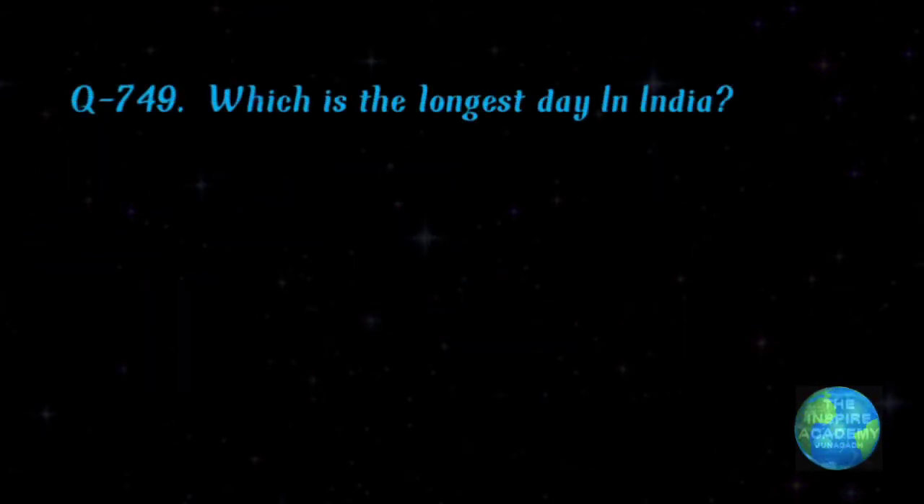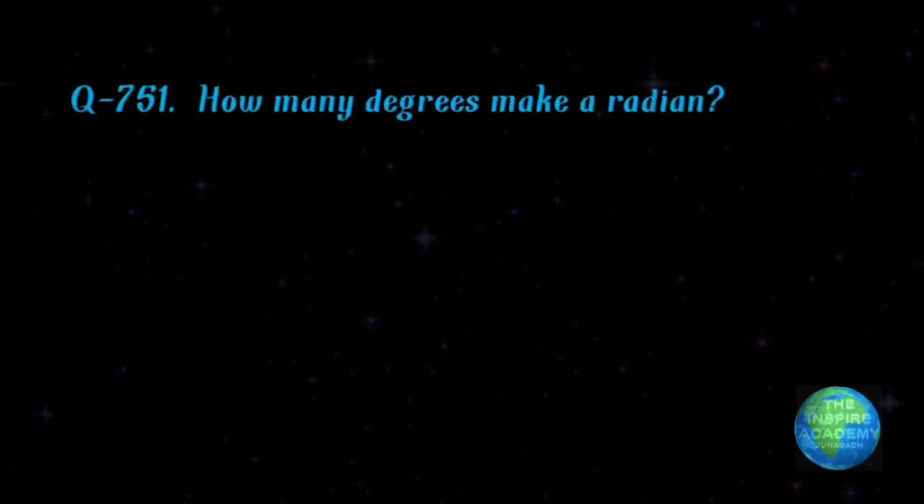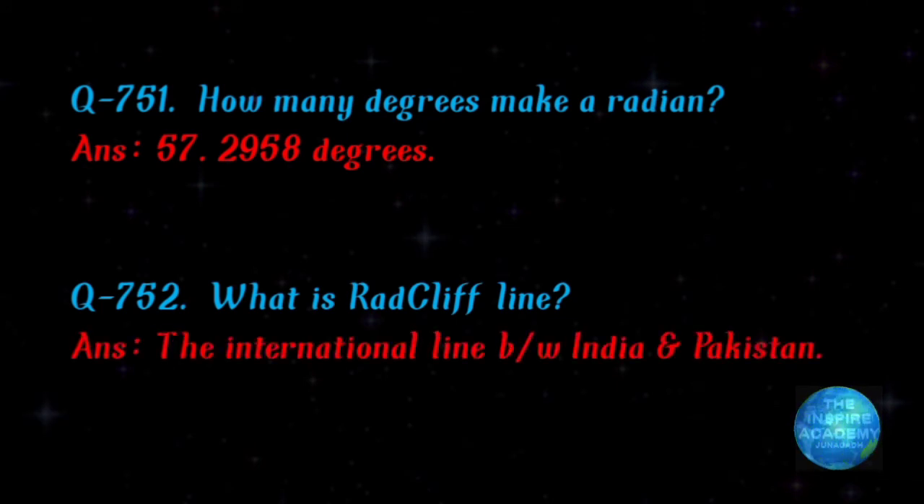Which is the longest day in India? On 21st June. Which is the largest planet of the solar system? Jupiter. How many degrees make a radian? 57.2958 degrees. What is the Radcliffe Line? The international line between India and Pakistan.